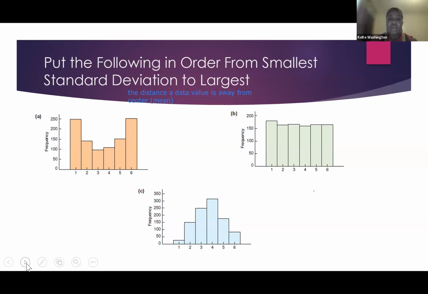If the mean represents the center of a symmetrical distribution, and each one of these is symmetric: that one's symmetric, left side equals right side, and bimodal. This is symmetric. This is called a uniform distribution because it's kind of flat, rectangular. And this one's symmetric and it's unimodal. So they're all symmetric.